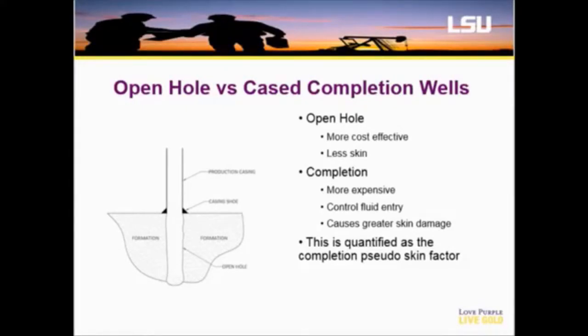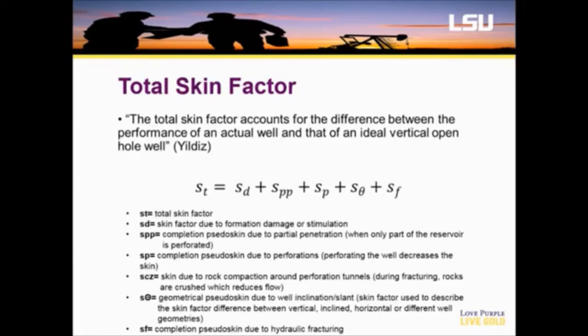Due to the possibility of formation fluid entry into the wellbore, many wells must be cased and cemented. Similarly to the drilling fluid invasion, cement is then likely to invade the formation and plug pore space. This creates a more positive skin factor. All of these factors discussed result in additional pressure drop, which is called completion pseudoskin factor. All of the factors we have discussed affect the total skin factor. This total skin factor accounts for the difference between the well performance of an actual well and that of an ideal vertical open hole well.